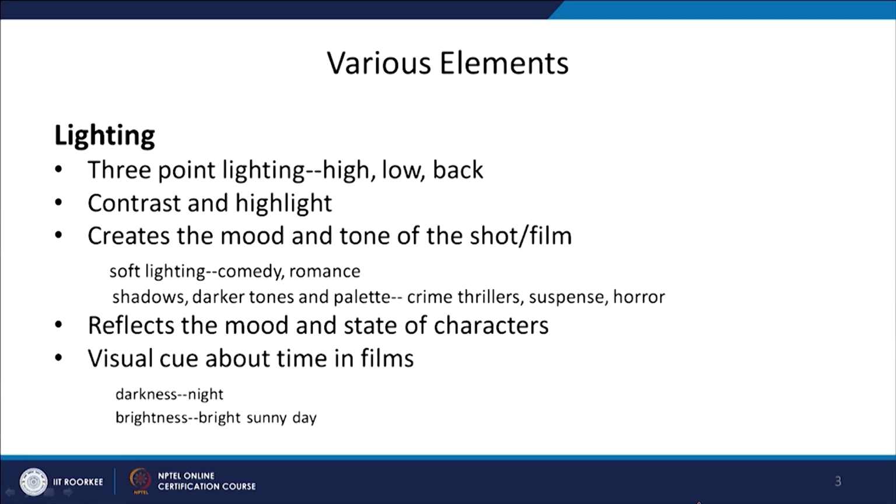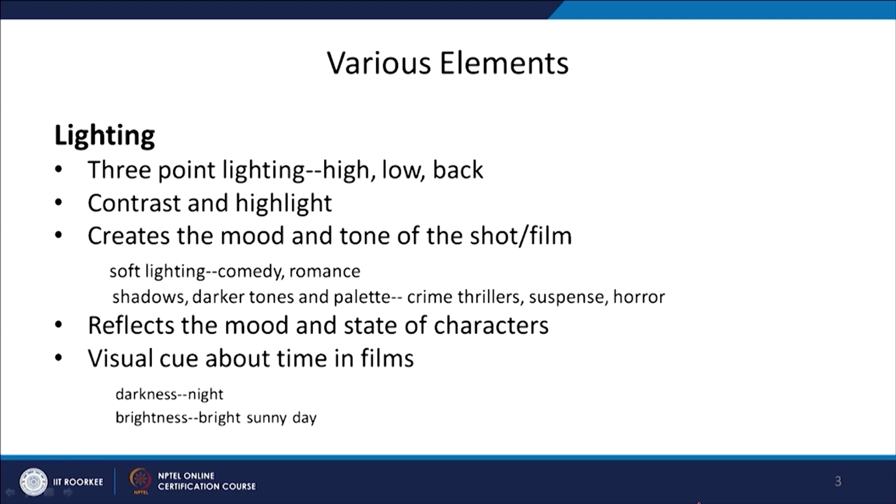Various elements which go in the understanding of mise-en-scene are lighting, which we would discuss at this point. The lighting is arranged in 3 points. It can be termed as high, low and back. These type of light arrangements are used to develop a particular type of a contrast or to highlight a particular character. They are also used to create a mood with the help of the lighting.